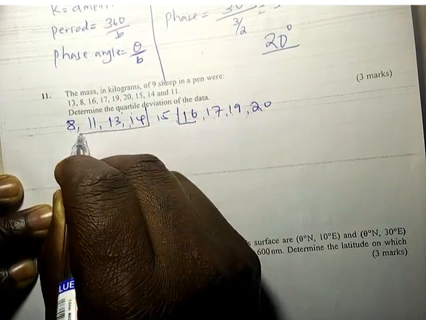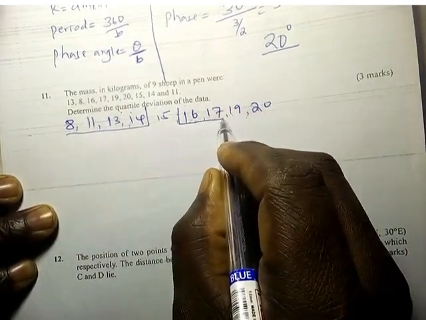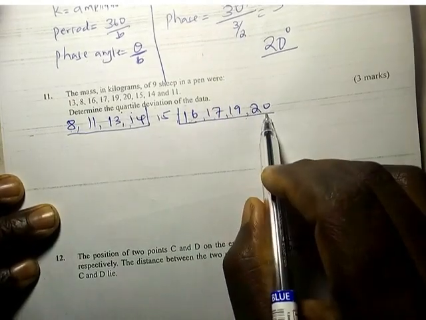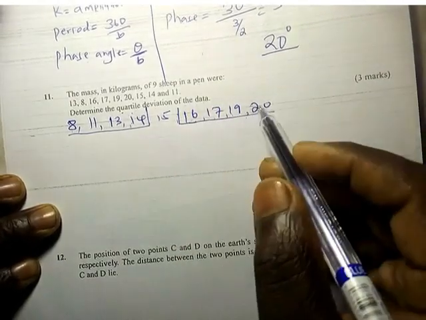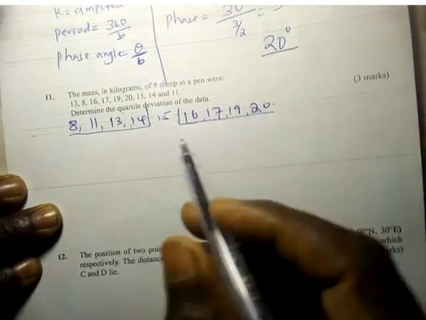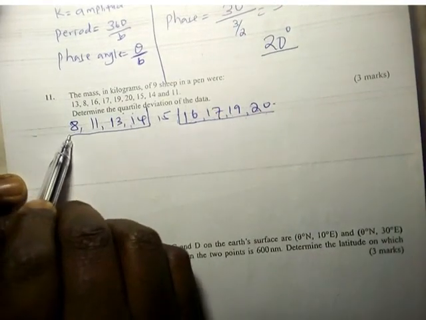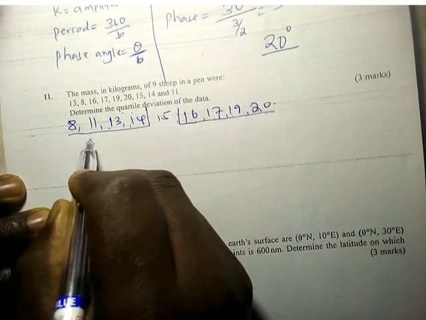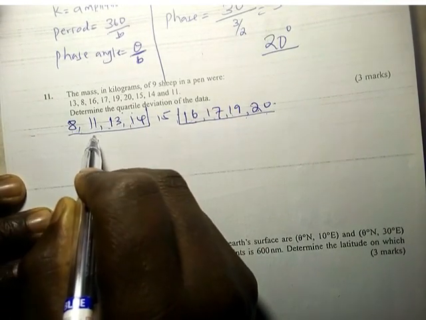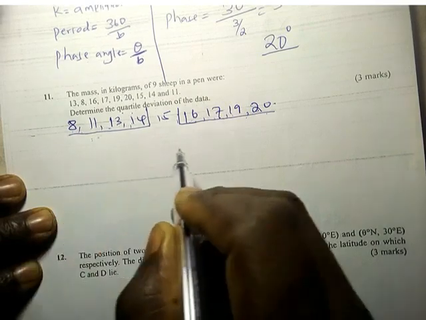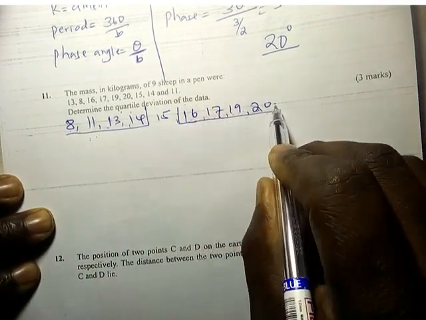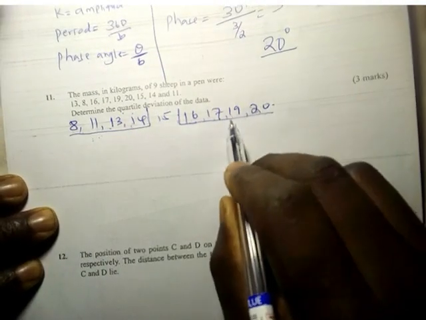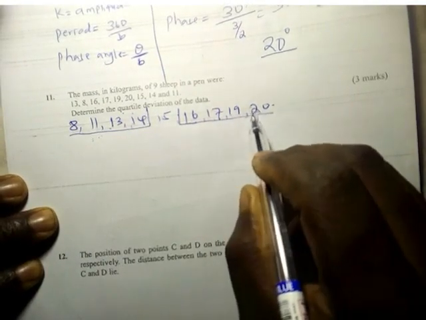1, 2, 3, 4. So from here up to here, this is the first half, and after the median, this is the upper half. So when we get the median of the first half, that one will give us the lower quartile. When we get the median of the second half, tunapata the upper quartile.